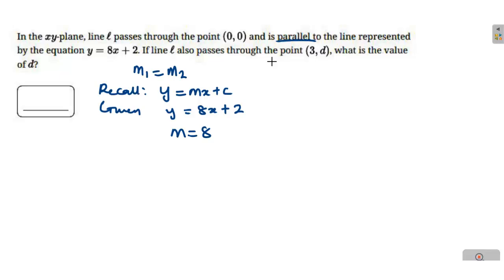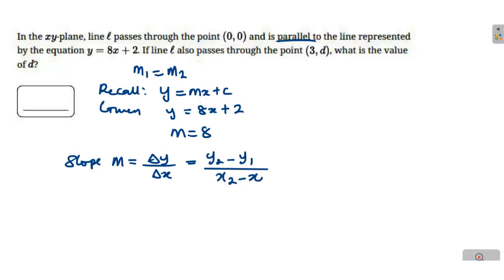So for us to get this point d here, we are going to be using the formula for determining slope. So we know that slope, which is denoted by m, is change in y over change in x, and that will give us y2 minus y1 divided by x2 minus x1. So what is the slope of this line? The slope is 8, because they're going to have the same slope. It's just that the point at which they pass through is different.